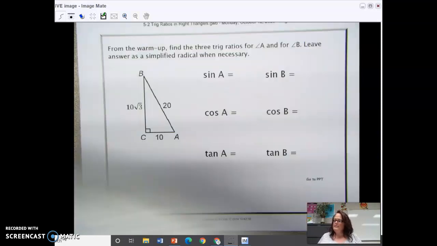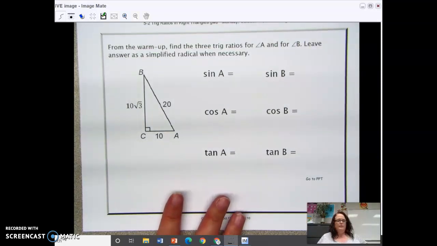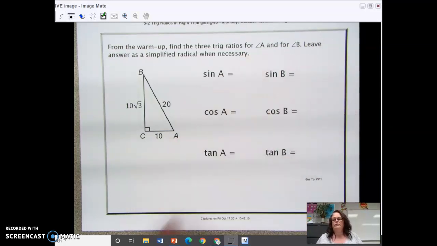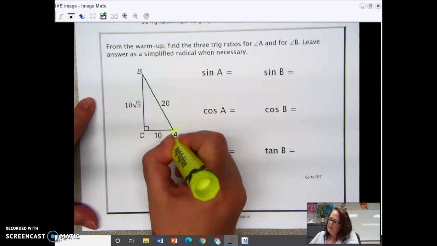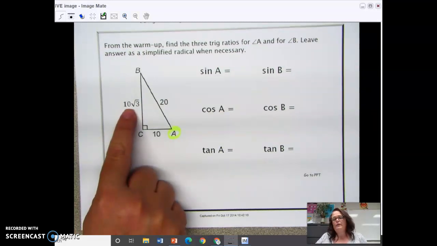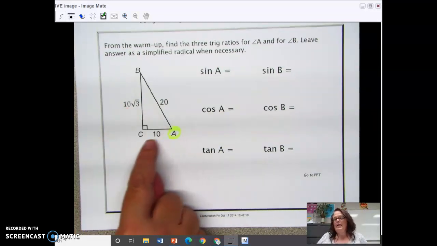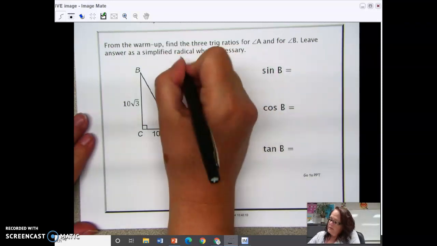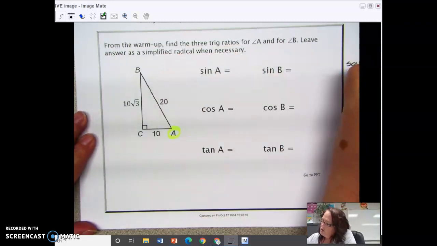All right, so we're going to steal this triangle from our warm-up, and I want you to take a moment and see if you can find all 6 of these. So pause the video and see if you can find all 6 values. So focusing on angle A for the first one, my opposite's going to be 10 root 3, and my adjacent connects A to the right angle, and that's going to be 10. And my hypotenuse never touches the right angle, so that's going to be 20. So again, we would say SOHCAHTOA.